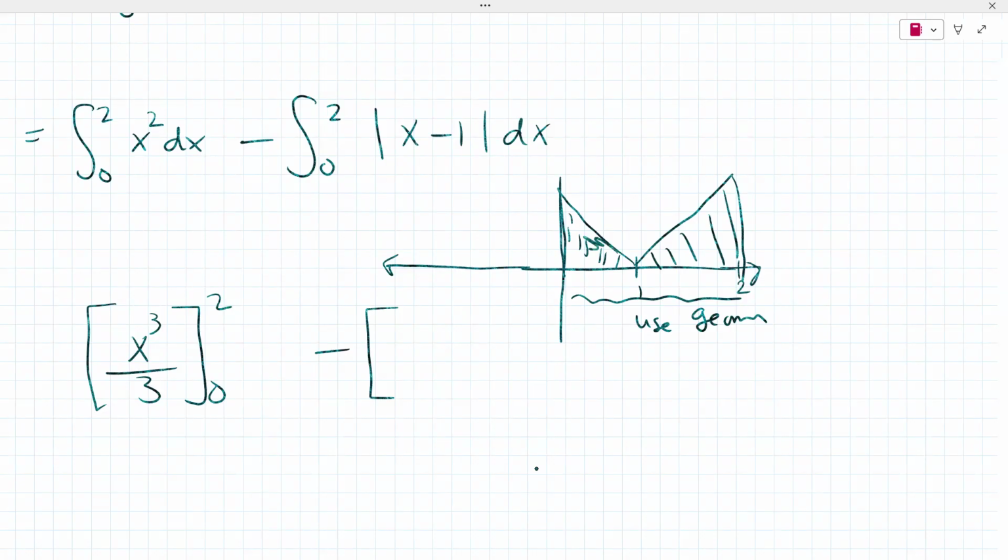So if we look at this triangle, let's call this triangle 1. What is the area of that? So it's going to be 1/2 times the base. So the distance from 0 to 1 is 1. And the height is also 1. Right? If you plug in, yeah, the height is also 1.